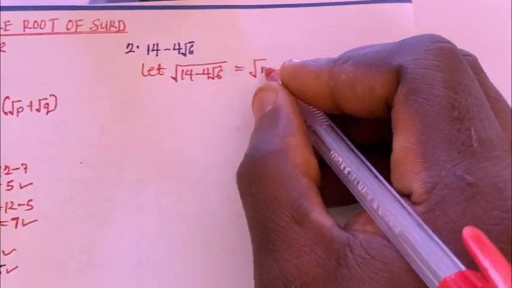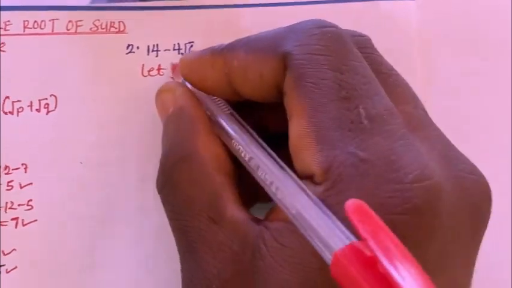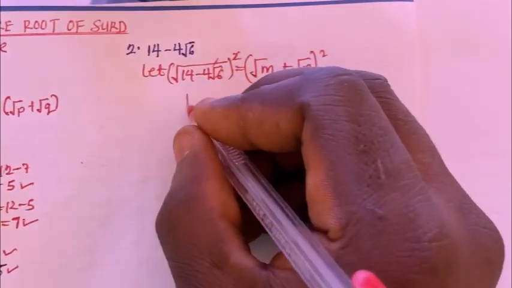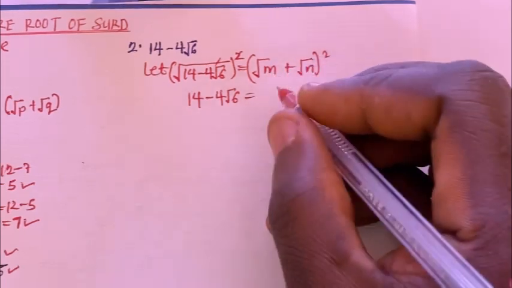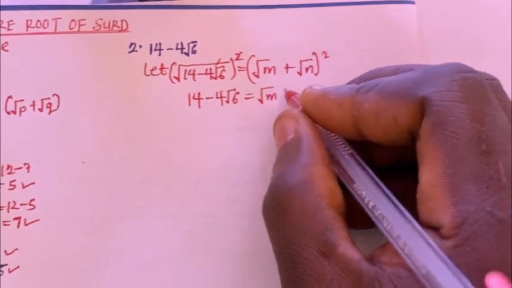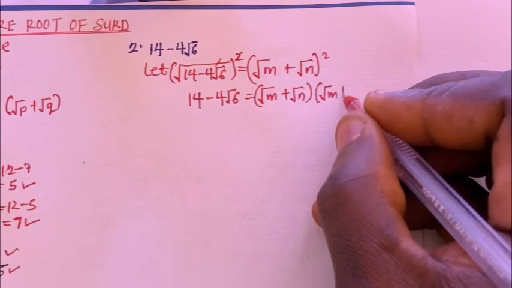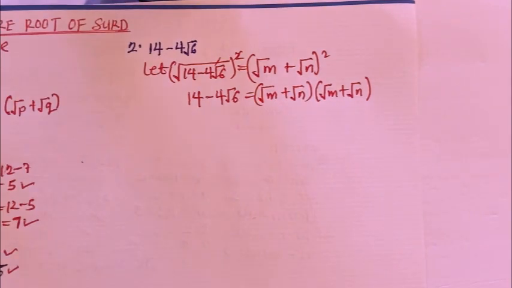root of m plus root of n. So if you square both sides of this equation, you are going to have this cancel this, and you're going to have 14 minus 4 root 6 equals the square of root of m plus root of n, right? Then in the brackets, root of m plus root of n. Now we are going to go ahead and solve this.